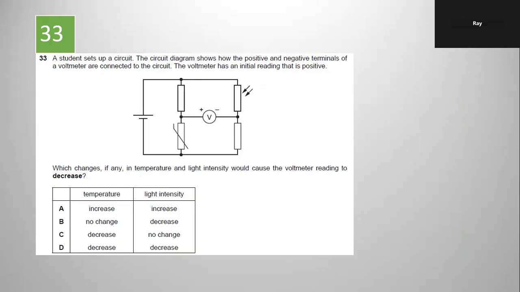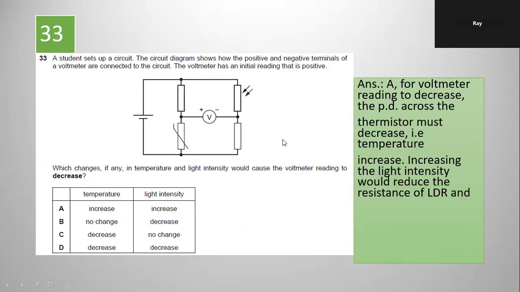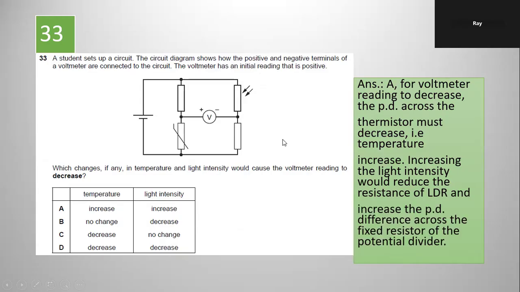I think it's A. Let's see. Temperature increase, this one will reduce. Right? Initially, I told you it's positive. Light intensity increase, this one will be smaller. The potential difference across here will increase. Okay, good. A. Any comment? No. Okay, let's carry on then.